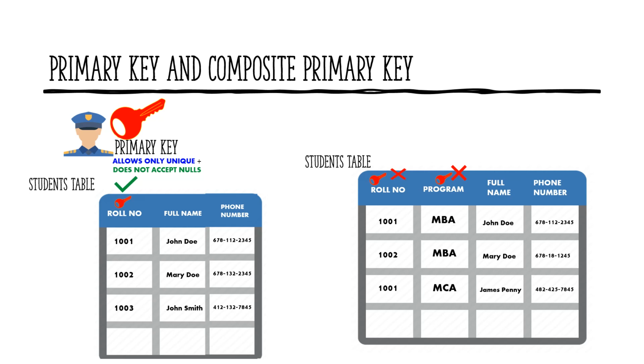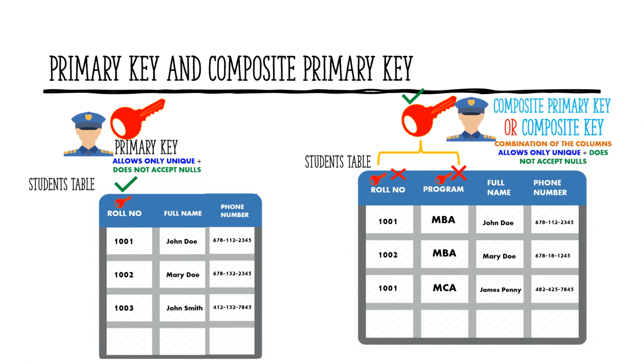But what is the other way that we can fix this issue? Can we take a combination of the roll number and program column and make it unique so that it can become a primary key? Yes, we can do that. So a combination of 1001 and program MBA would be unique compared to roll number 1001 and program MCA, right? So whenever you have a primary key which is a combination of more than one column, it is called a composite primary key or a composite key.